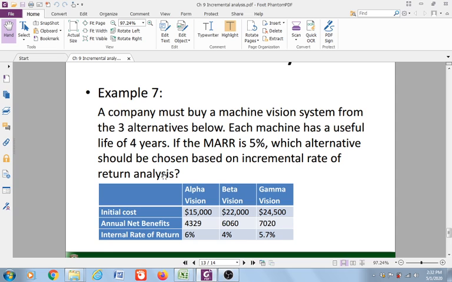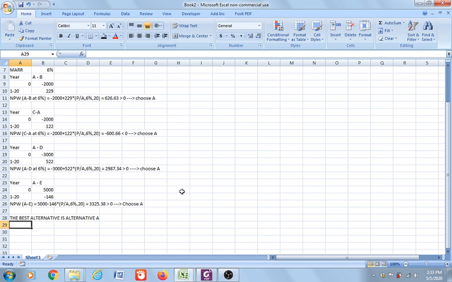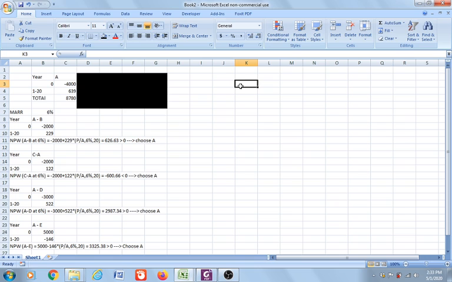There is a company that needs to buy a machine, and they have 3 alternatives. Each machine has a useful life of 4 years. If the MARR is 5%, which alternative should be selected based on the incremental rate of return analysis? So we know that the MARR is 5%. They have alpha, beta, and gamma. I will just put it over here: alpha, beta, and gamma.